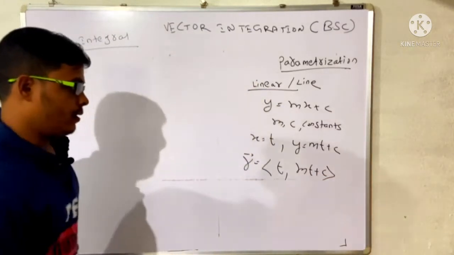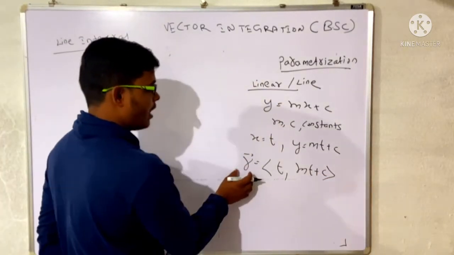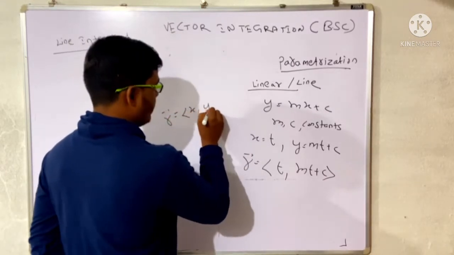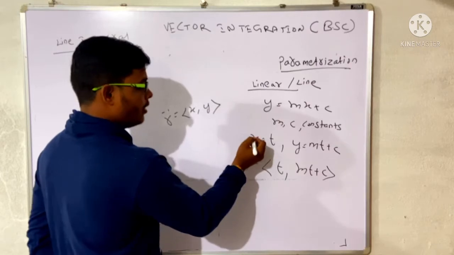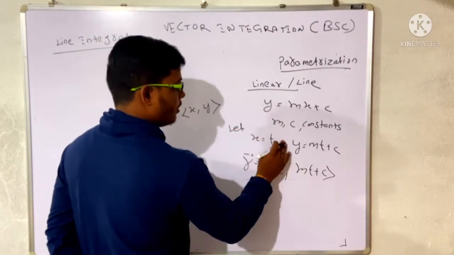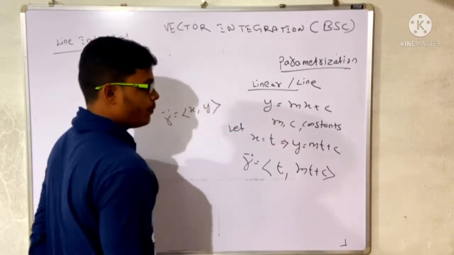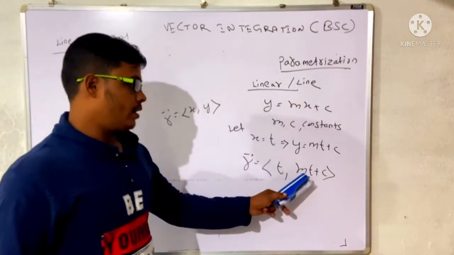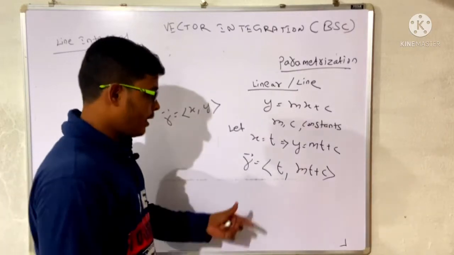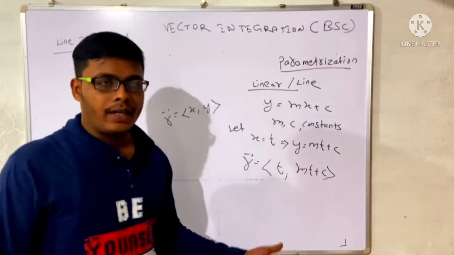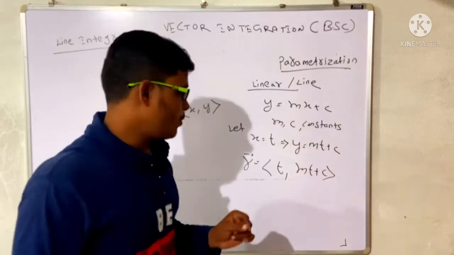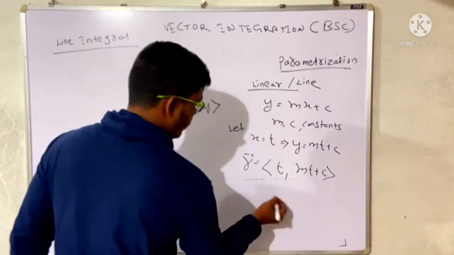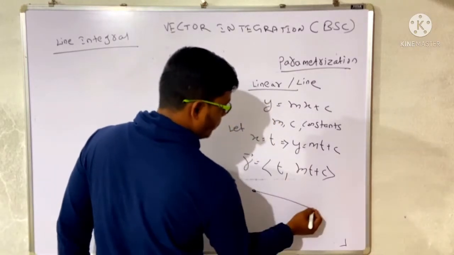So this is the path, because what is the r vector? Now the path is r vector equals x i cap plus y j cap. We have taken x equal to t. This implies y will be mt plus c. So x is t and y is mt plus c. If we take x as t, then y will be mt plus c, and m and c will be given to you. If they are not given, then a line will be given and 2 points will be given to you.